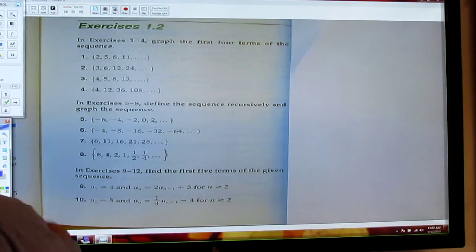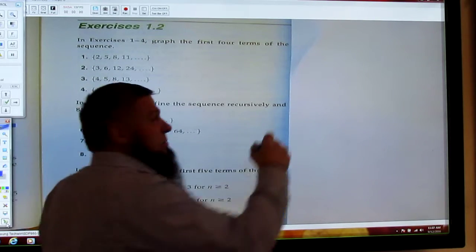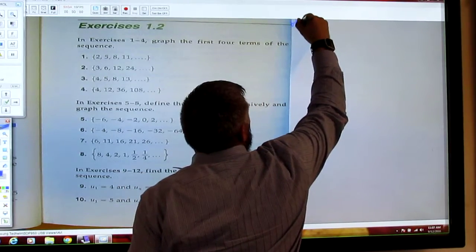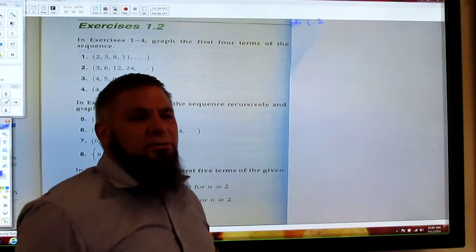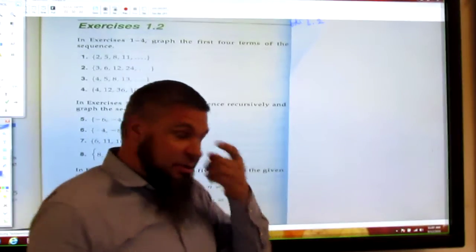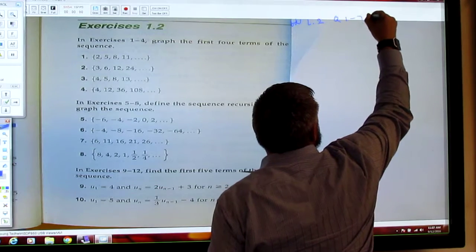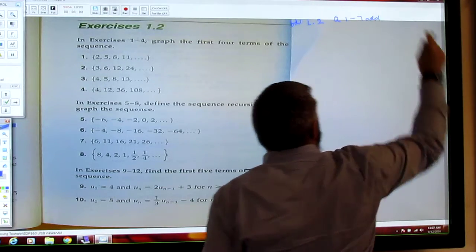We're doing 1.2. Homework. Oh, did you just say 1.2? 1.2, and questions 1 through 7. Sarah, there you go. Confusing when he says 1, 2.